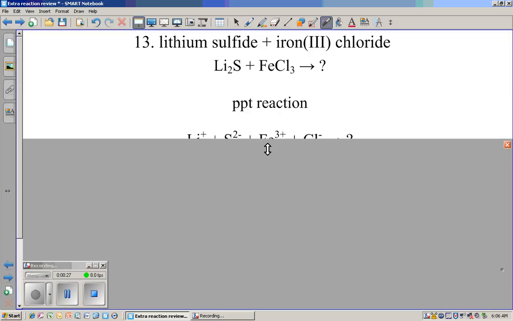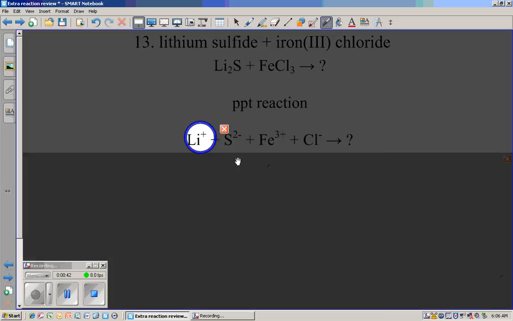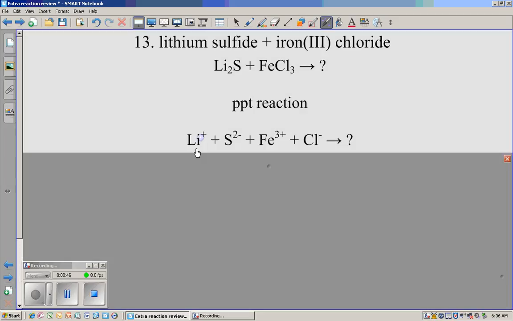This is a precipitation reaction, which means I get to split them up into their ions: lithium ions, sulfide ions, iron(III) ions, and chloride ions. And I search for my insoluble pair. Well, lithium is a group 1. Group 1 elements do not form insoluble compounds with anything, so it's out.